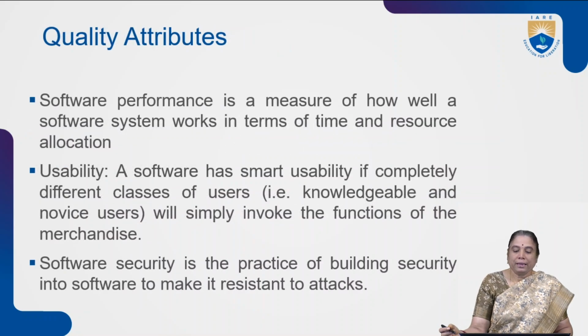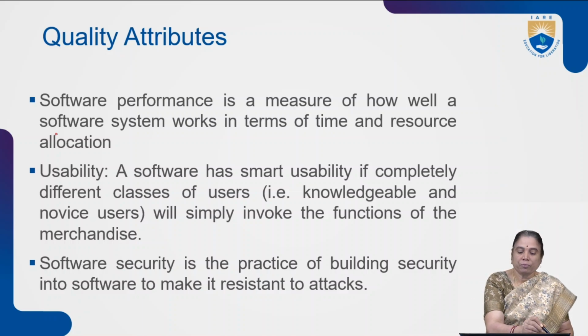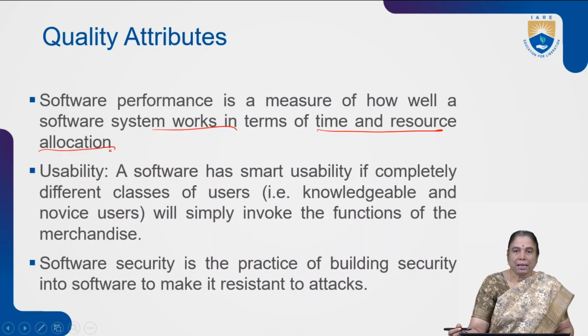So what are the quality attributes? The first is performance. Performance measures how well a software system works in terms of time and resource allocation. So time and space complexity and resource allocation play a major role in assessing the performance of the system. Another quality attribute is usability. Usability focuses on how the user can utilize or access the system.